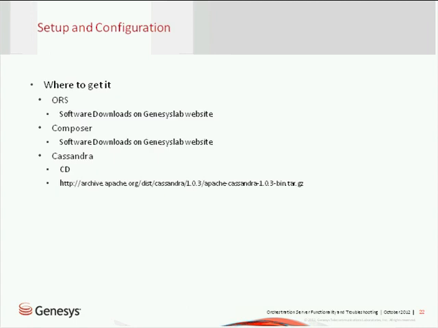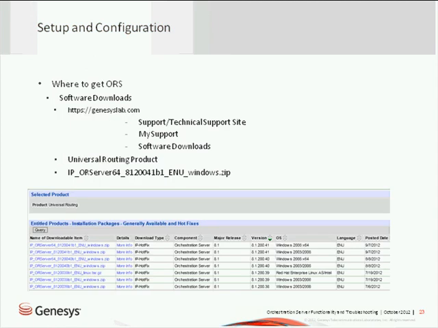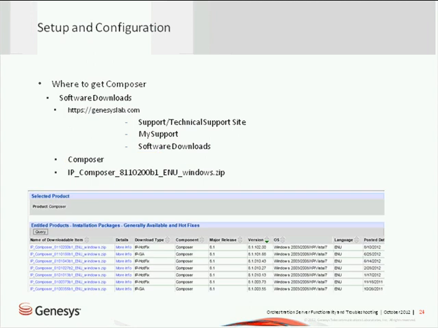So let's take a look at some of the specifics here. We'll go over setup and configuration. Number one, where do you get this stuff? ORS, pretty straightforward. Just go grab it from the download site. It's going to show up under the Universal Routing product. Composer, same thing. Just go grab it from the downloads. This time it's going to be under its own product heading, Composer.